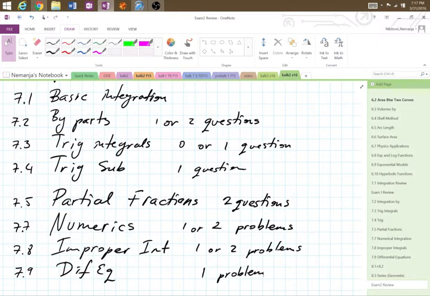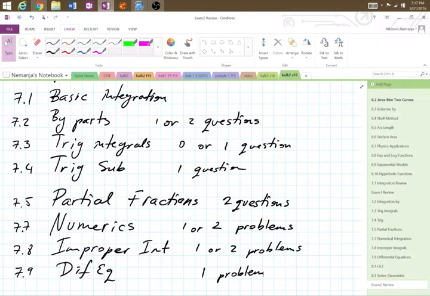Trig integrals, if it's there, if it's anything there, you must know obviously the power reducing formula. That's extremely important, power reducing formula for sine and cosine. So go from sine squared x and cosine squared x down to 1 plus or minus cosine 2x over 2.